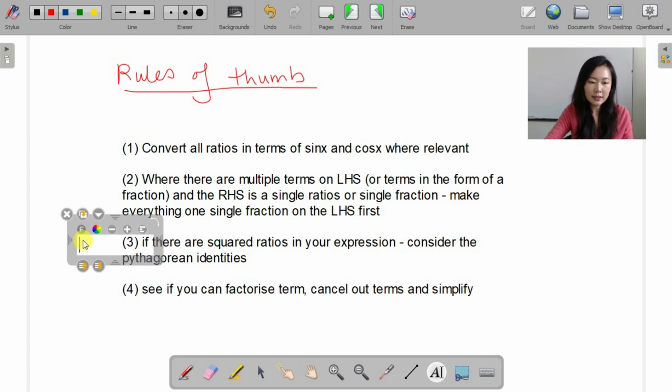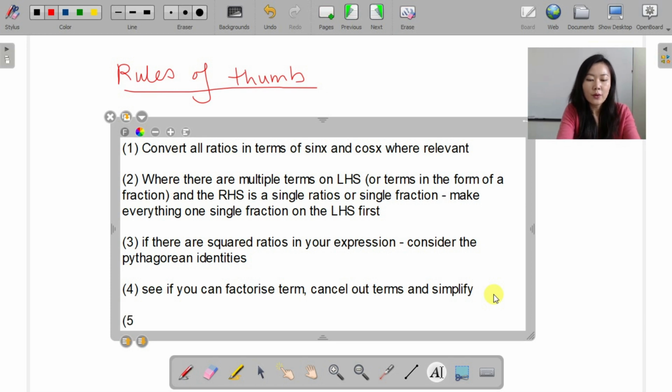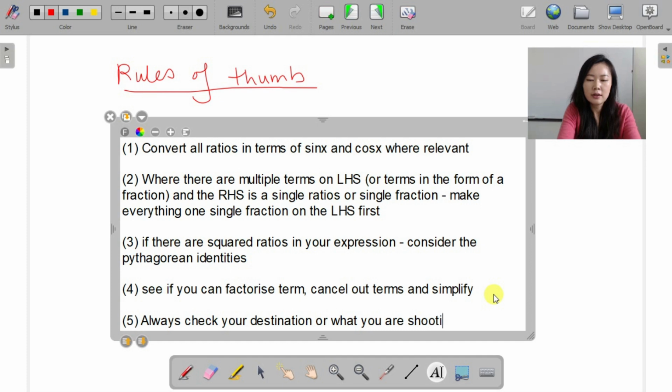All right, so finally, I'm gonna delete this thing. It's in my way. Always check your destination, meaning know what you're proving on the right hand side, right? Because there's a lot of identities, especially once I start looking at the extension 1 stuff, you'll find that there are so many identities. When do you use what? That's why what you're proving, it's important, right? And you saw in some of the question, I kind of undid the right hand side a little bit just so that you know what you're shooting for, right? Always check your destination or what you are shooting for.